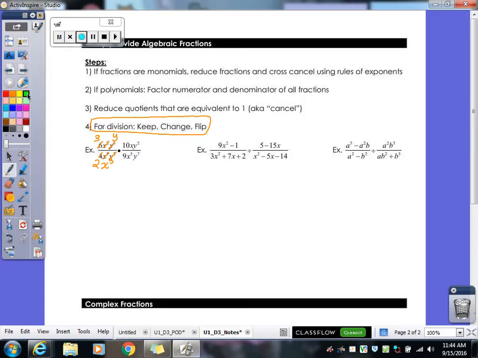Now there's some more stuff that we can reduce. This 2 can go into 10 5 times. And now it's not in the same fraction, and that's okay. Anything from the top can reduce with anything from the bottom. So this x can make this x to the 5th go down by 1 to x to the 4th. This y squared makes this y to the 7th become y to the 5th. And I'm just going to bring down that 9 so I don't lose it.